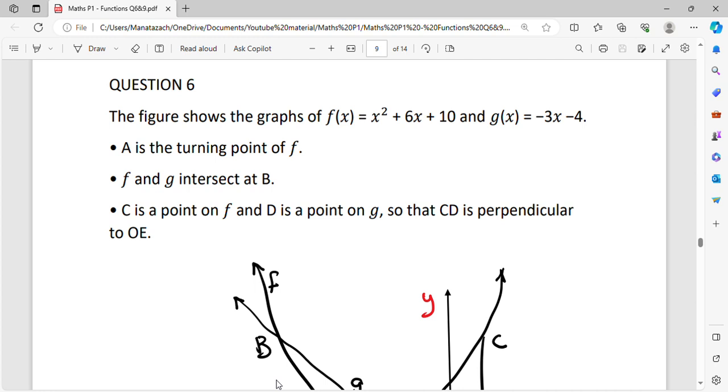Today we'll be doing a parabola, a straight line, and a cubic function. Let's start with today's lesson.